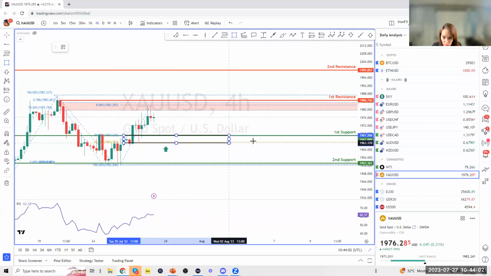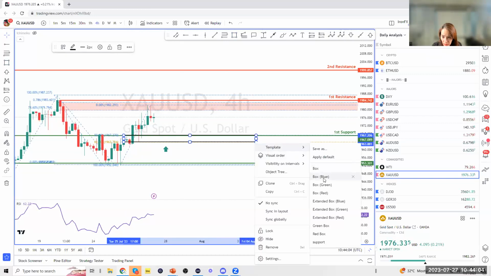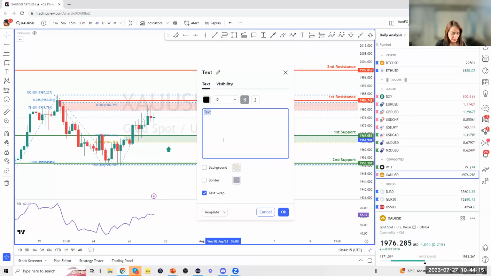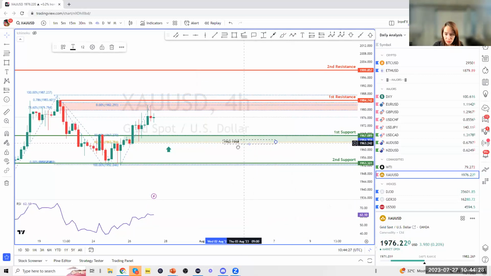Okay, I will give you the zone like this for you to buy. So this is for you to buy. So let's say 1963 to 1968. You may consider waiting for confirmation. All right.